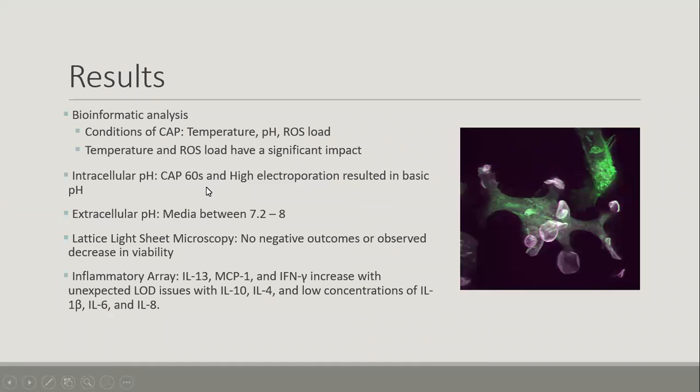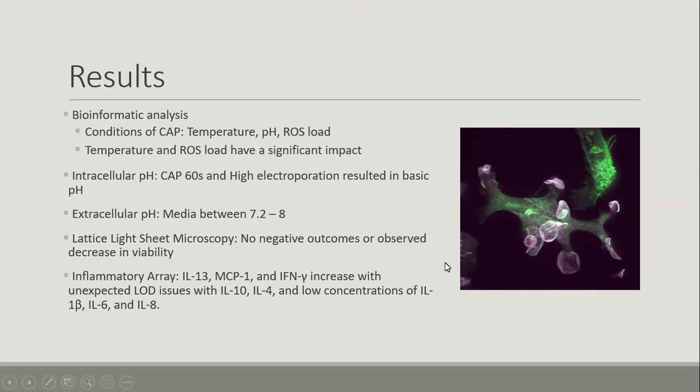The results that we gained from our bioinformatic analysis were that our temperature and reactive oxidative species load had a significant impact on the expression of the proteins. Our intracellular pH showed that the cold atmospheric plasma at 60 seconds and a high treatment of electroporation resulted in a basic pH. Our extracellular pH, from the analysis of the media, came to a similar result.